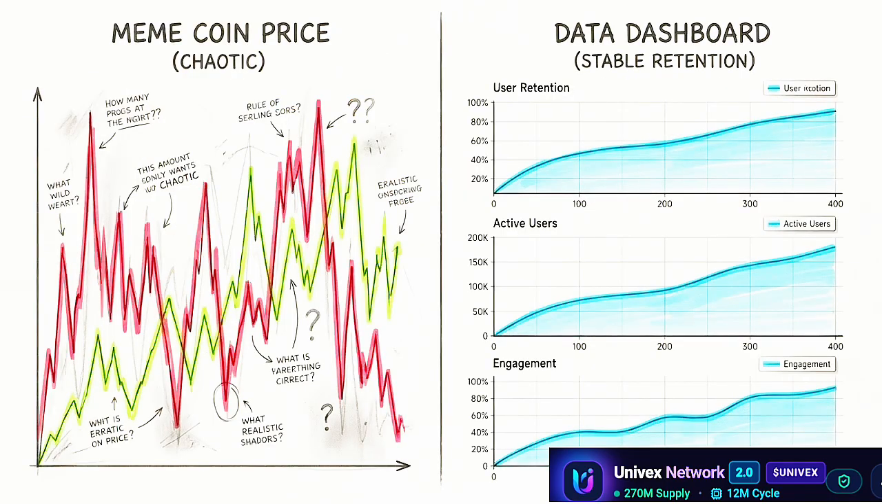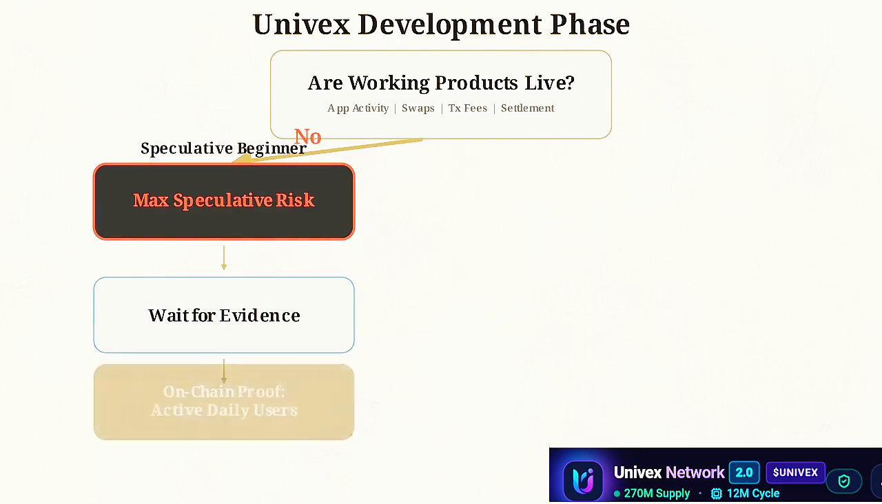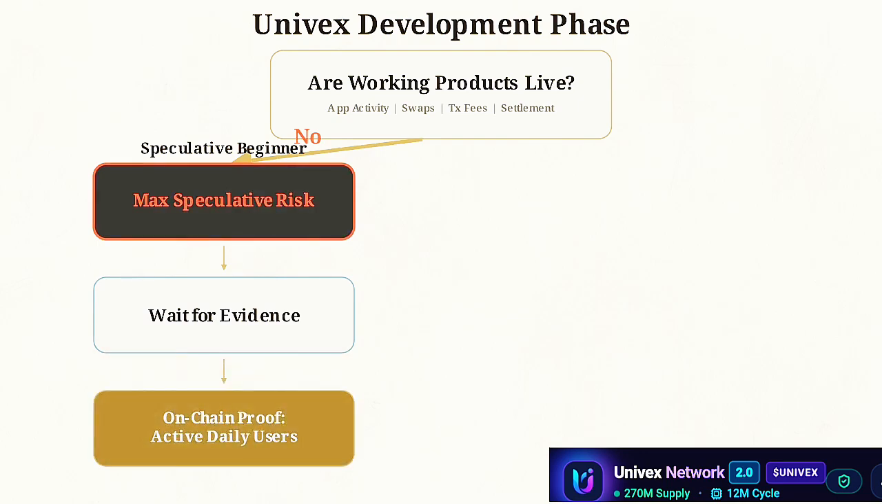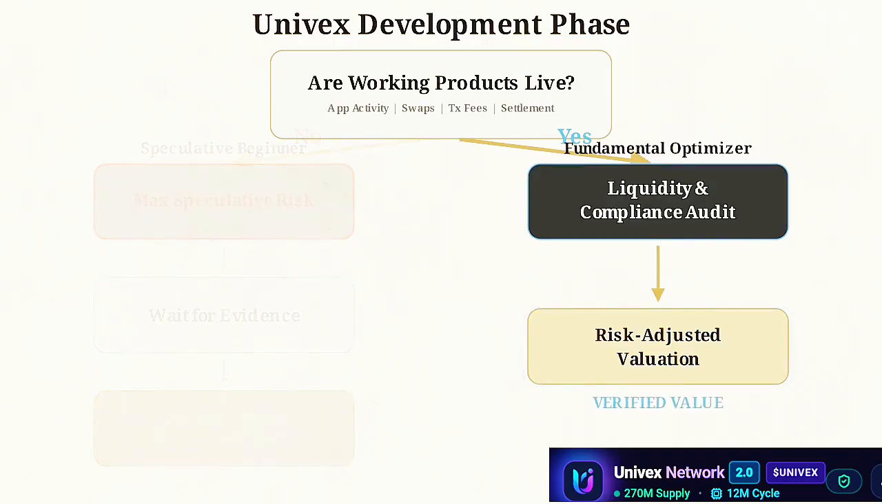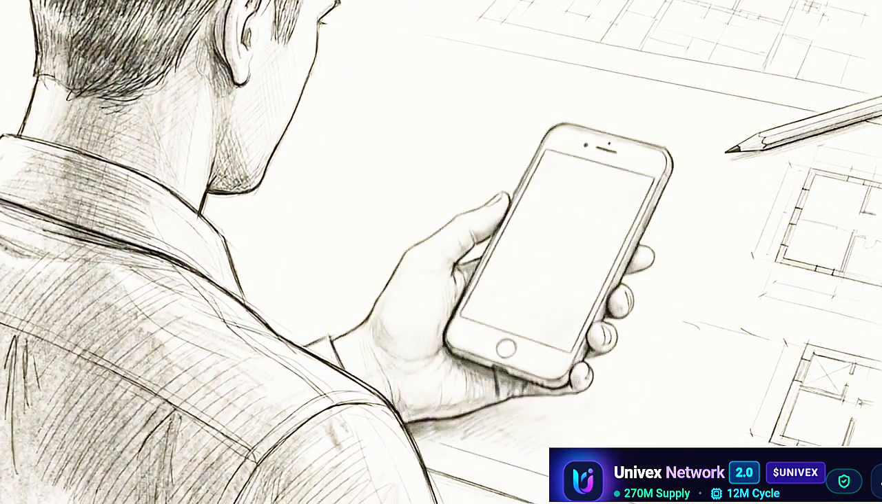Let's use a decision tree for Univex's development phase. The central question is, are working products live? For speculative beginners, treating theoretical features as guarantees leads to maximum speculative risk. If products aren't live, wait for evidence. You avoid heavy allocation until you can verify absolute on-chain proof of active daily users. For the fundamental optimizer, auditing liquidity and compliance metrics leads to a risk-adjusted valuation. Knowing your own risk profile dictates whether you are blindly chasing narrative-driven inflation traps or making sound investments.